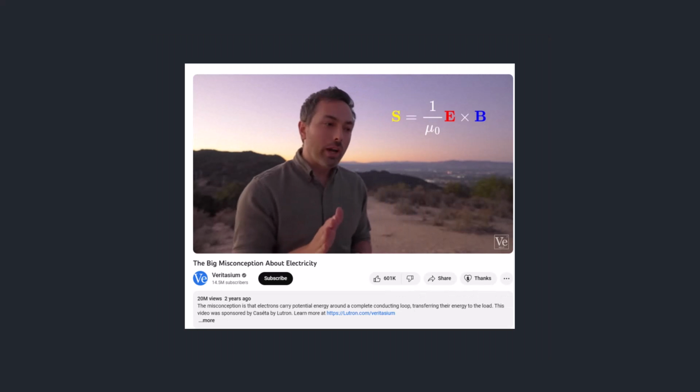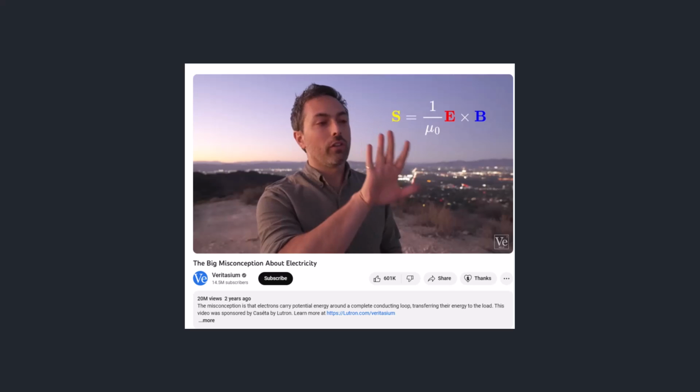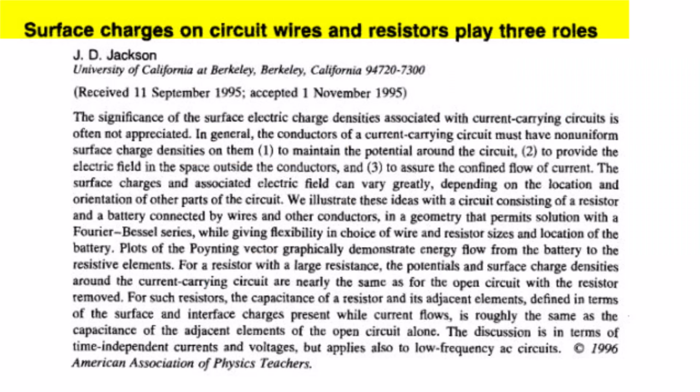This model puts the electric power outside the wire, not in it, and it was promoted by a man named John David Jackson in the mid-1990s. I went to graduate school in physics and then engineering and then physics again around that time, but I guess my teachers were out of date, because I don't remember learning this in school.